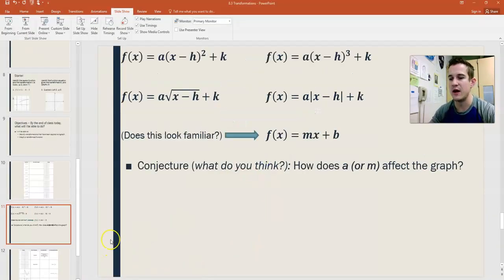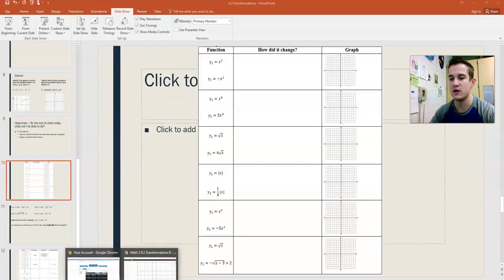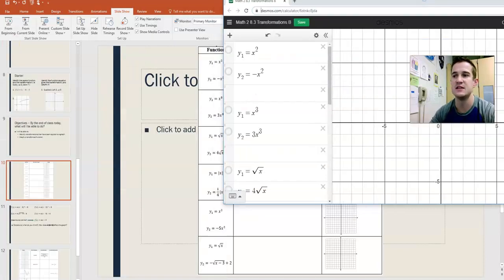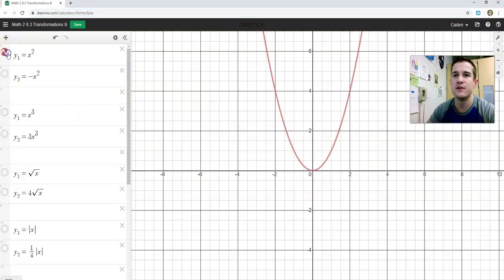So I'm going to go out of here for a minute and come into my Desmos graph here. The very first function that we're looking at is y equals x squared. It's a quadratic function. That's the parent function. It crosses right here through 0, 0. So I want you to take note, what do you think is going to happen when I type in y equals negative x squared? What's going to change? How is it going to be affected? Take a second, think about that, and I'll show you here.